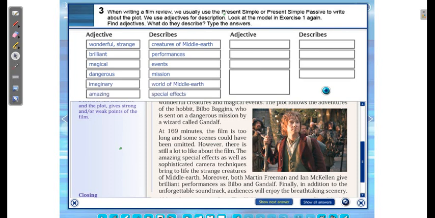Amazing special effects. As you see, you have many adjectives. Sophisticated camera techniques, unforgettable soundtrack, breathtaking scenery, and maybe some other adjectives. Please check the adjectives and what they describe in the reading.